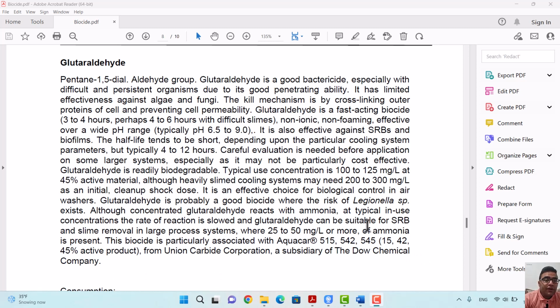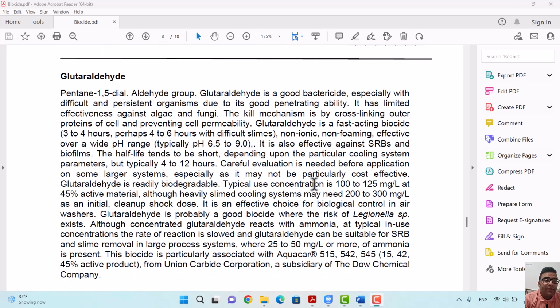So here was all the information about glutaraldehyde. We know that it is supplied to the end user at 45% active material. The dosage for the end user should be 100 to 125 ppm in typical cooling water systems. It's a fast-acting biocide, and the kill time is 4 to 6 hours.